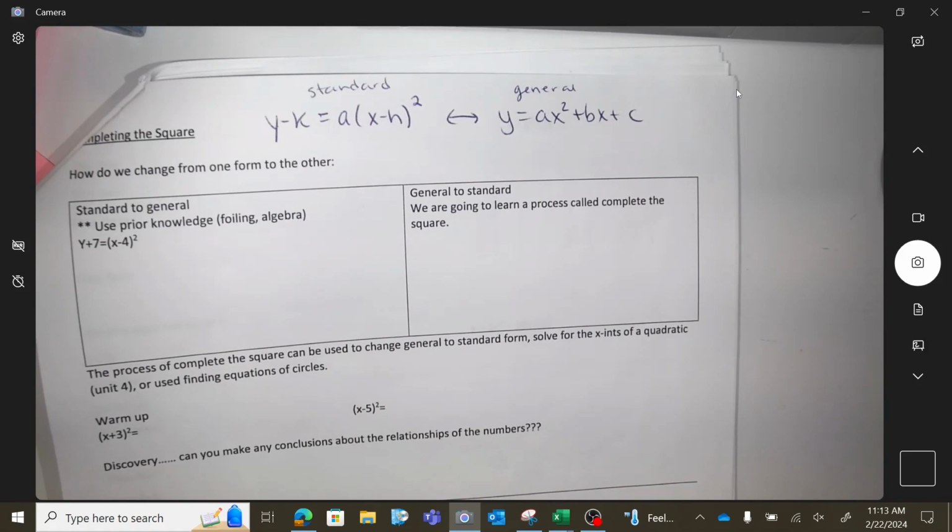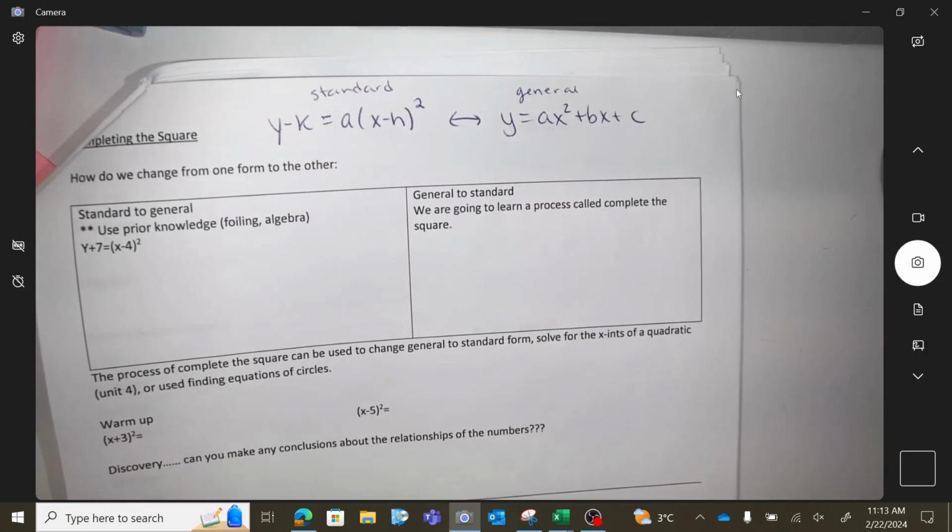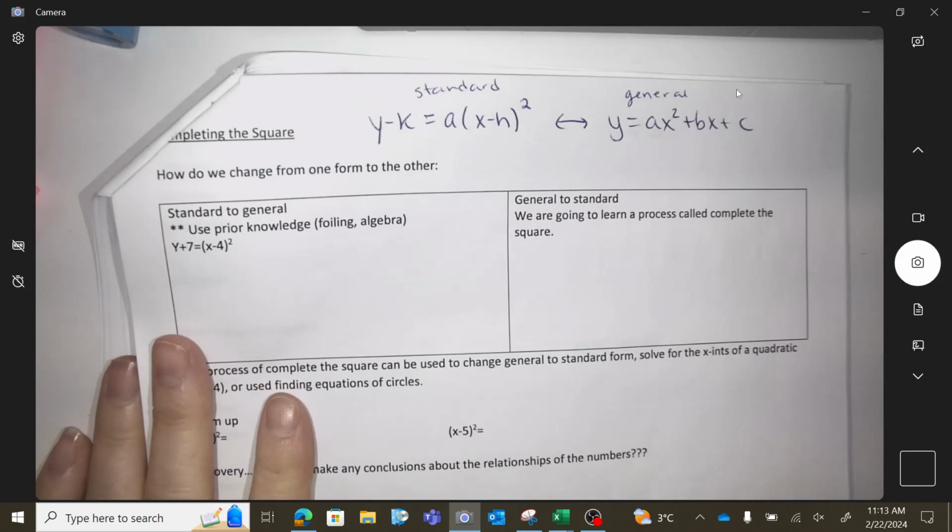When you take an equation and rearrange it algebraically, it should still be the same graph. It should still have the same vertex. It should still have the same slope. You're just changing its math looks. Okay, so here's going from standard to general. That's very easy, so you're not going to be tested on it, but here's how you do it.